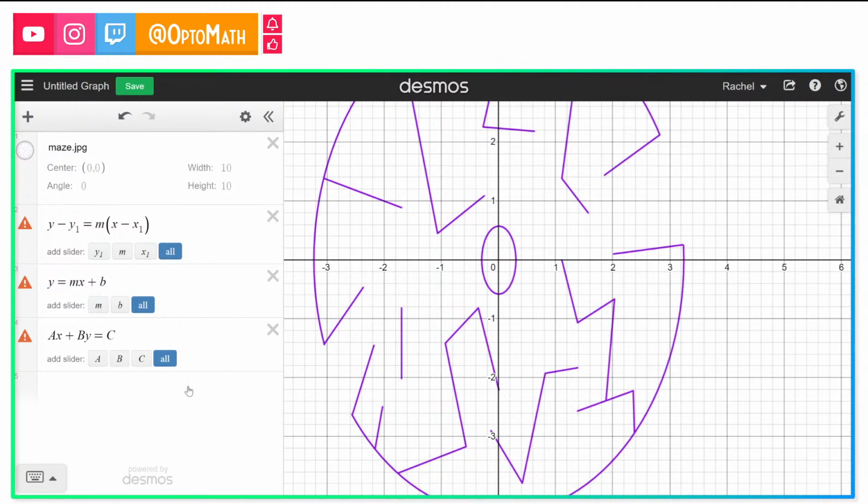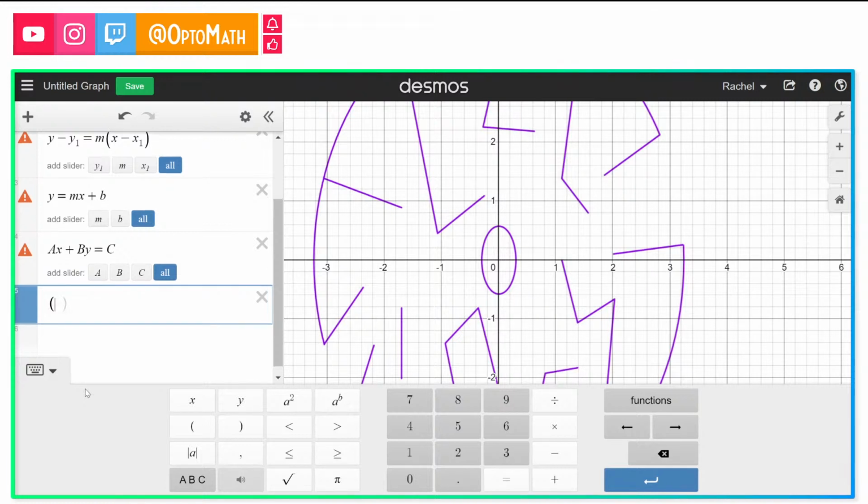So let's start with a line in point slope form. So the way to figure out exactly what your slope should be is you can choose two points and then find the slope between those two points. So I'm going to start by plotting two points. Let's plot a point that I think looks kind of like at the opening of the maze. Let's say it's -2.5, -1.5.